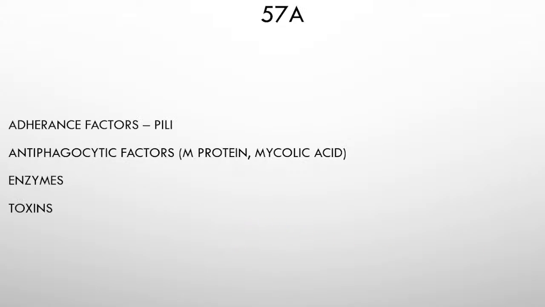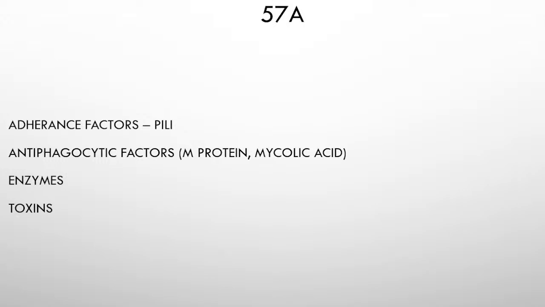All right? Now, general examples of pathogenic determinants. When you recall this particular slide later on when we talk about the specific organisms, these are just examples of some of the things that you might encounter in the board exam. Adherence factors such as the pili, specifically for your Neisseria gonorrhoeae and Neisseria meningitidis. All right, antiphagocytic factors such as the M protein and mycolic acid. Mycolic acid is found in Mycobacterium tuberculosis. M protein is found in Streptococcus species. Enzymes can also contribute to the pathogenicity of an organism, as well as toxins. Examples of organisms that produce toxins: Clostridium botulinum, Clostridium tetani, Bacillus anthracis. So those are the organisms that are toxin producers.